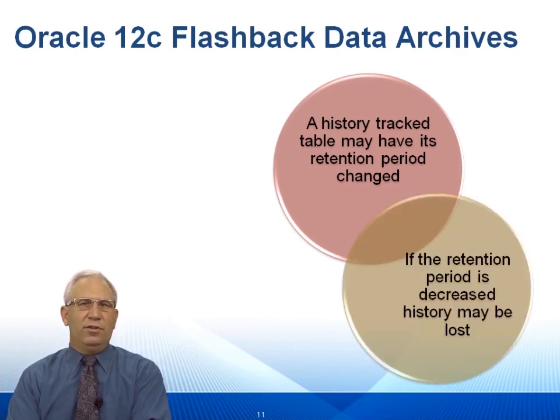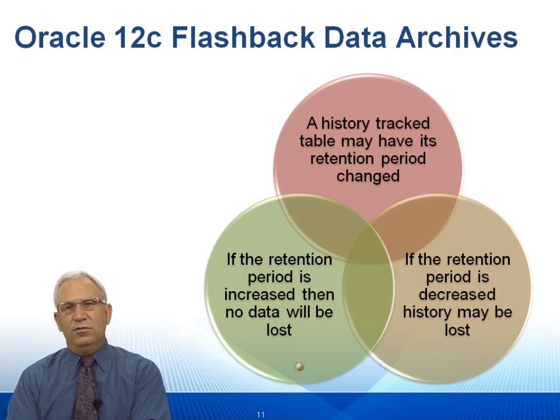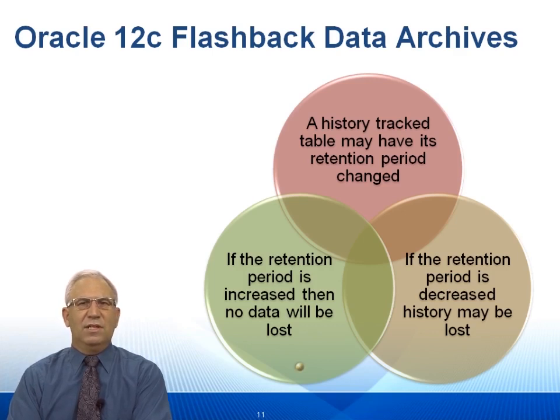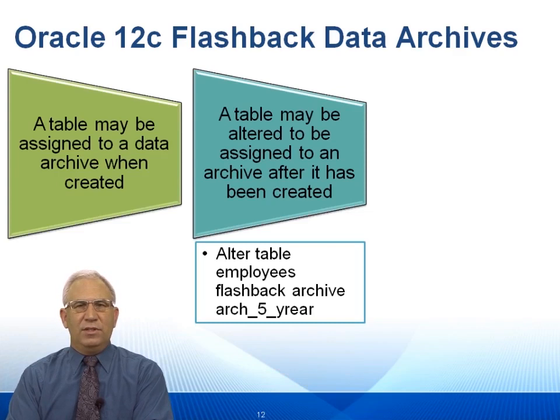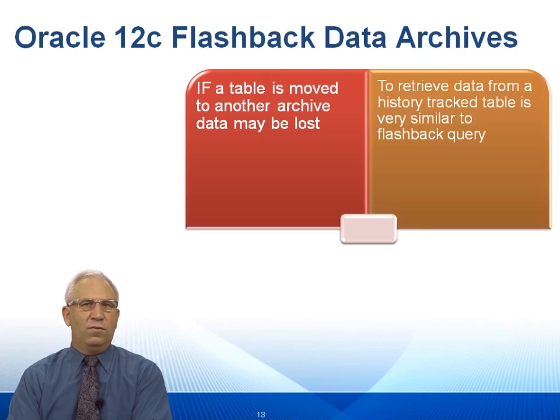Keep in mind, on a history track table, the retention period can be changed. If the retention period is decreased, the data may be lost. So again, if I went from a 5-year retention to a 3-year retention, I could lose 2 years of retention. Increasing the retention is not a problem. Decreasing retention could result in data loss. So again, to place a table in archive mode, it's simply alter table, and you give it the keyword flashback archive, and then the actual name of the archive. You can move a table from one archive to another. However, if you move it from one archive to another, data could be lost as well. So if you move it from a 5-year to a 3-year, the same rules apply. But a table can be moved within the archiving structure.